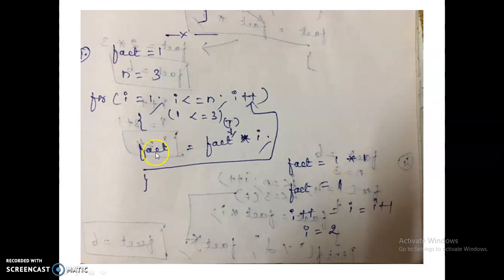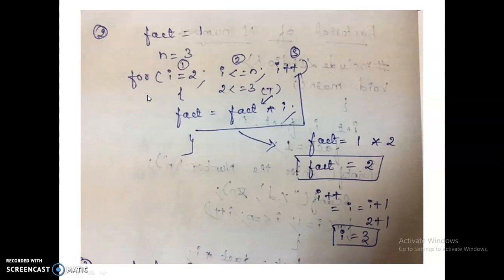After this statement, it goes back to the increment. The value of i is 1, so i plus plus means i equal to i plus 1. The value of i is changed to 2. So this is the second iteration. Now in the second iteration, the value of i has changed to 2. The fact is 1 here, and n is always 3, because in this program I am going to multiply 1 into 2 into 3 only. So here the condition is again checked.